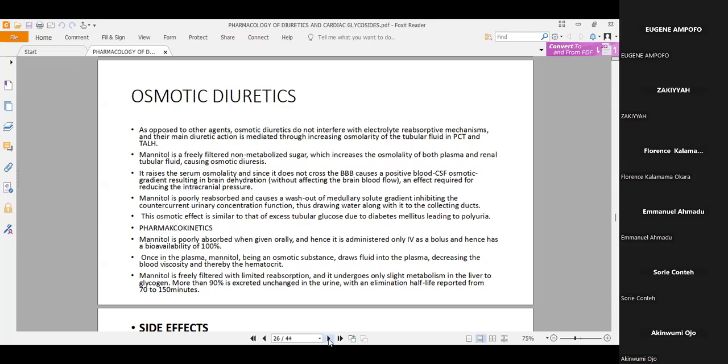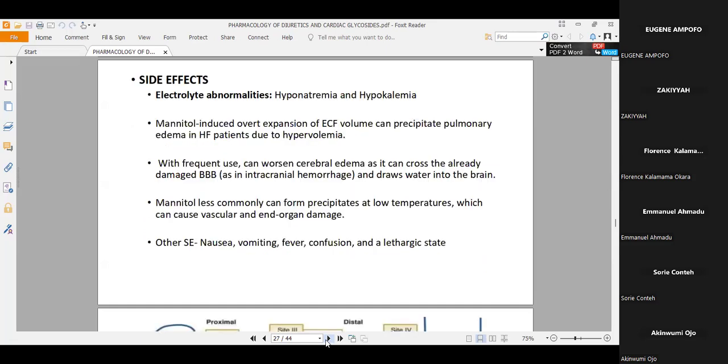Once in plasma, mannitol, being an osmotic substance, will draw fluid into the plasma, decreasing the blood viscosity, and thereby it can cause a false decrease in the hematocrit. Mannitol is freely filtered with limited reabsorption, and it undergoes only slight metabolism in the liver to glycogen. More than 90% is excreted unchanged in the urine, and the elimination half-life is about 70 to 150 minutes. Side effects: it causes hyponatremia, hypokalemia, nausea, vomiting, fever, confusion, leading to a lethargic state.